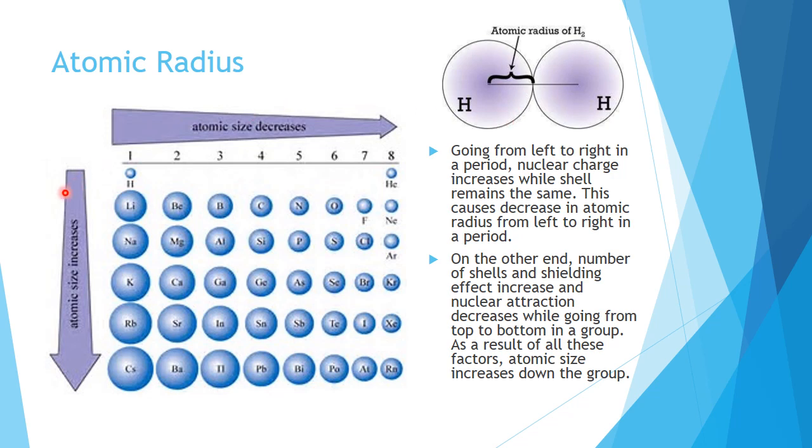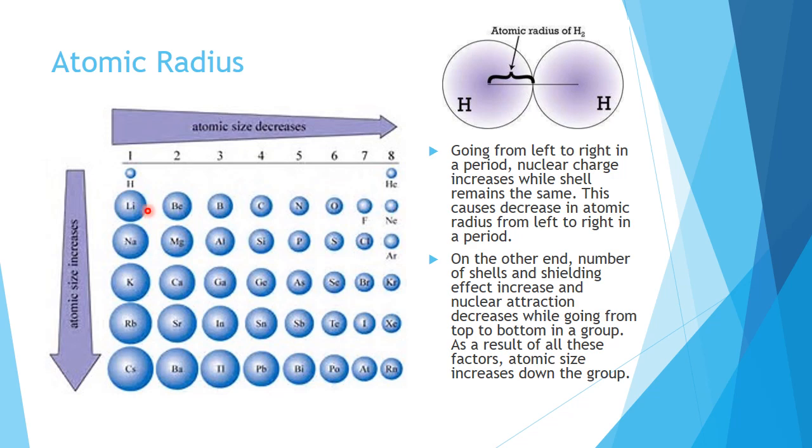So if we discuss the trend in atomic radius, we say that along a period, going from left to right, the atomic radius decreases because of the gradual increase in the nuclear charge. Along a period, because the shell remains the same and due to the increase in the nuclear charge, there occurs an increased attractive force of the nucleus onto the valence electrons, therefore decreasing their atomic size from left to right.